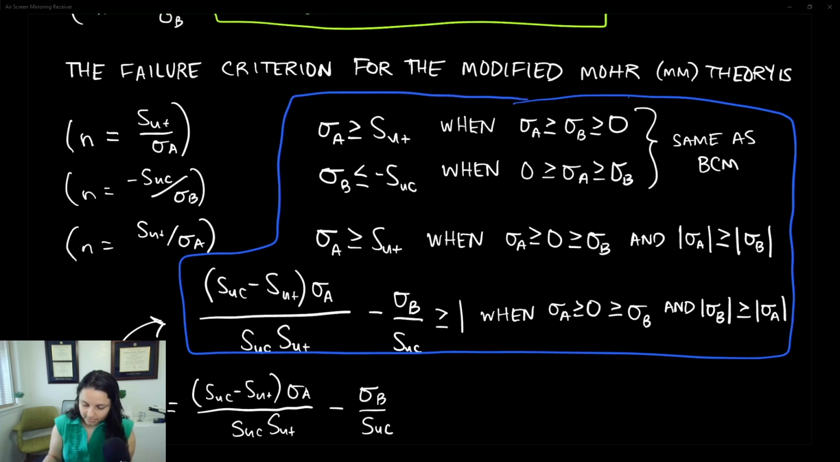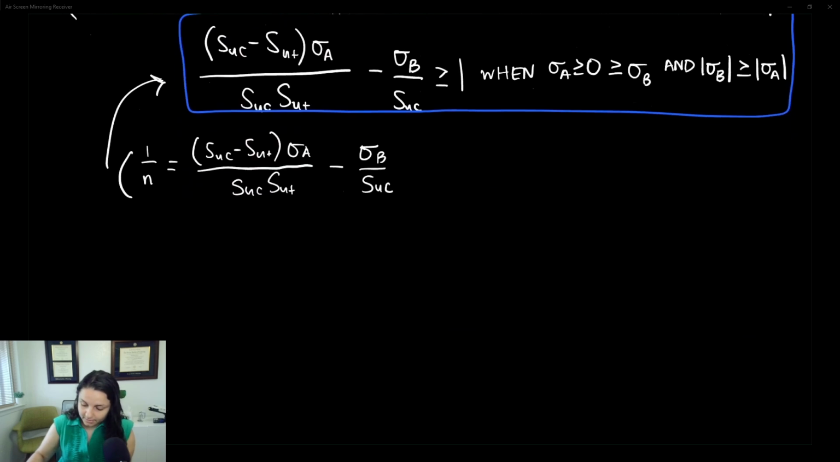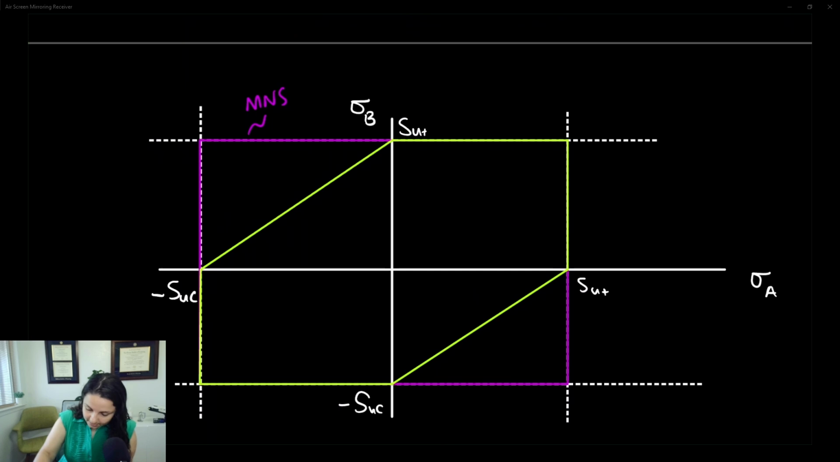Alright, here's our modified Mohr theory. Again, the top two lines are going to be the same as Brittle Coulomb-Mohr, and those top two lines are this line and this line. So once again, those are the same for all three theories. We could even flip it over the y equals x line and say that we're going to have this right angle in the first and in the third quadrants. Alright, but what happens with our other lines here?